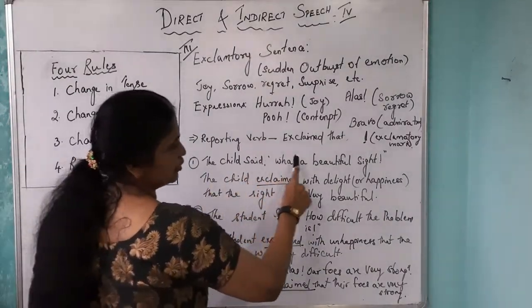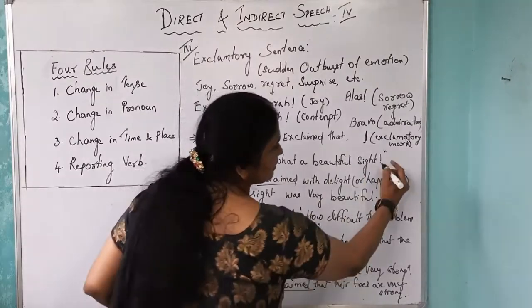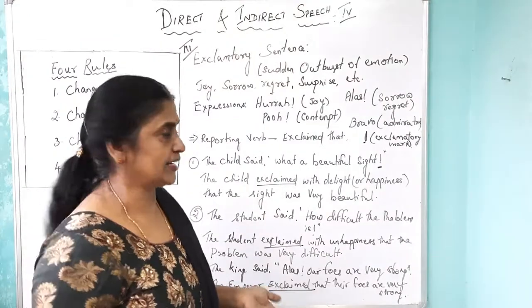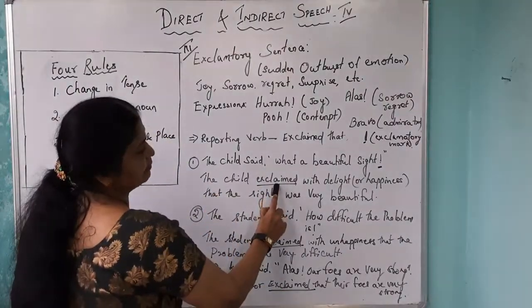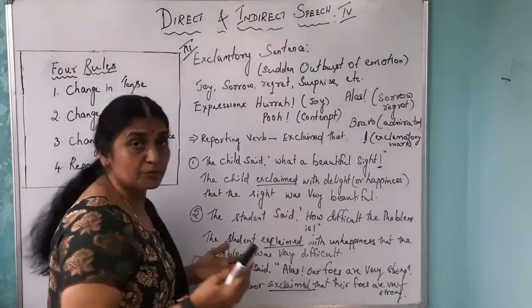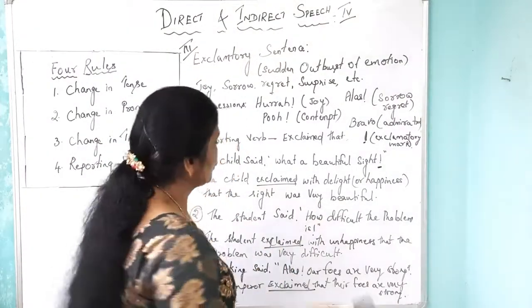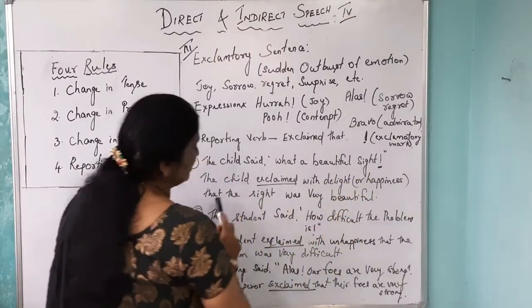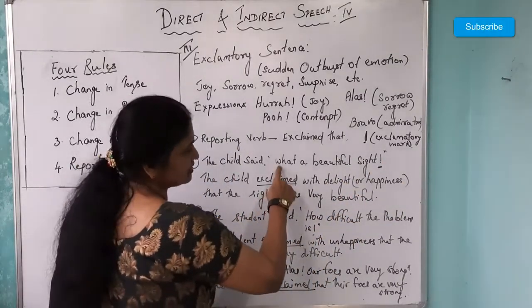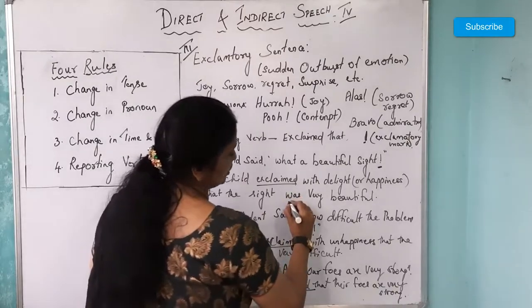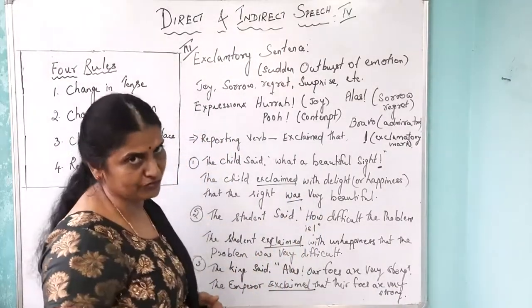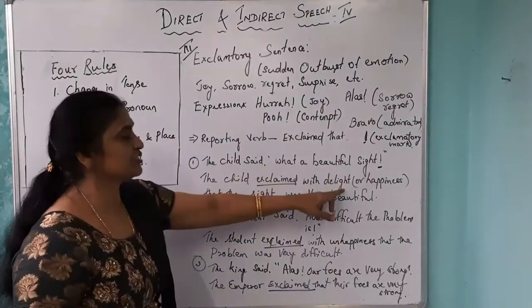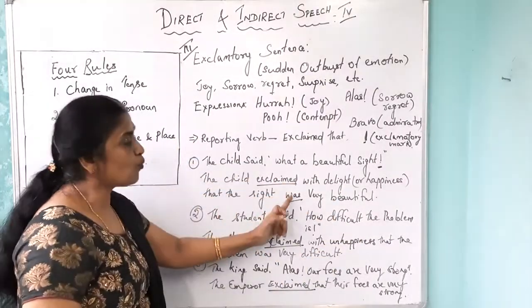The child said, "What a beautiful sight!" Look here, this is the exclamation mark. The child exclaimed because he is so surprised. That means he is very happy. So you can write: the child exclaimed with delight or happiness that the sight, now present he is saying, so we are using past tense, was very beautiful. Already this is over, the conversation has taken place.